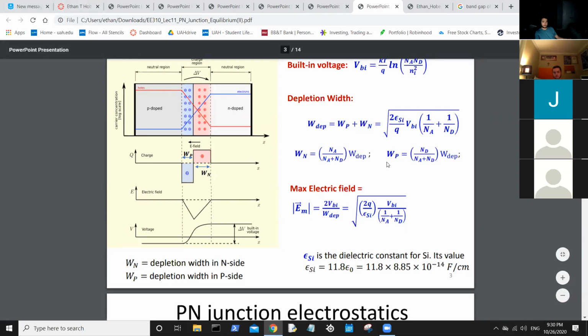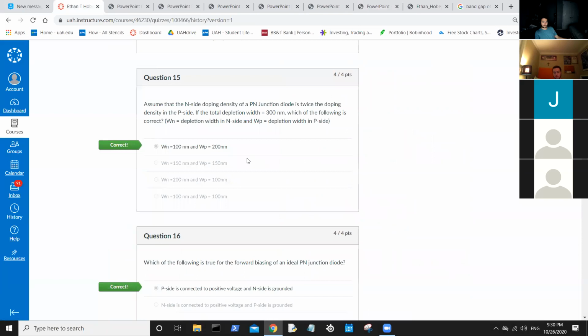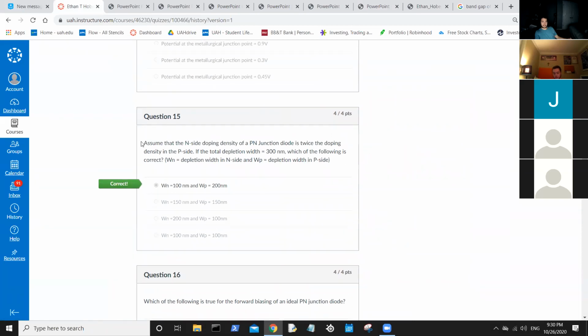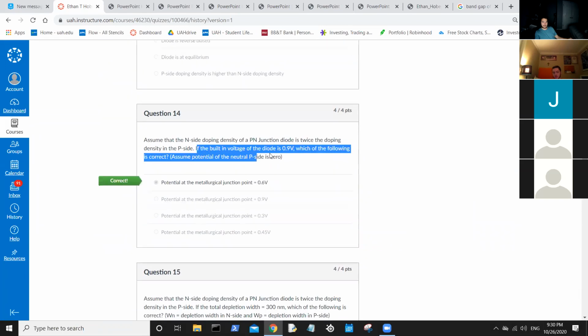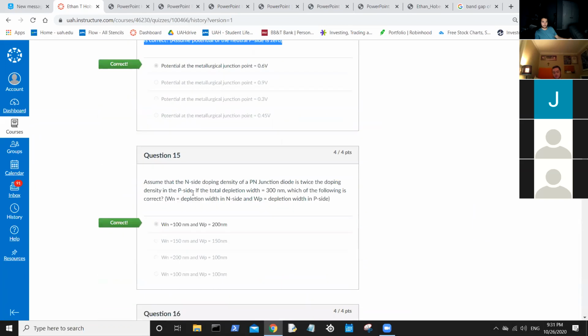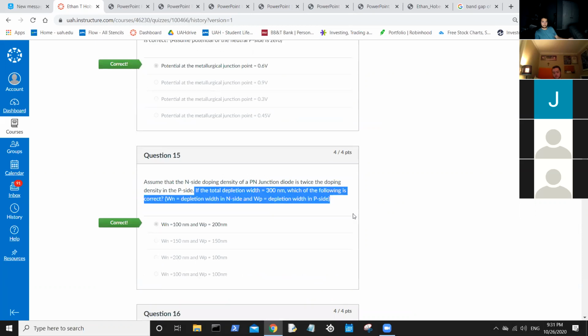But was that given, like in the last problem, where we kind of knew because you said that NA was double? Yeah, this one has the exact same problem statement. Assume that the N side doping density of the PN junction diode is twice the doping density in the P side. They start identically, and then the second sentence is what's different across these two questions. Okay, it's just that 1/3 part.